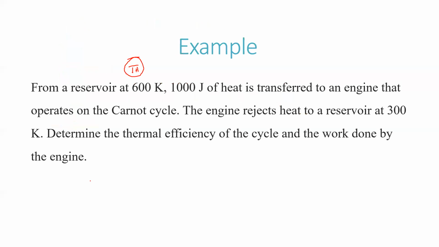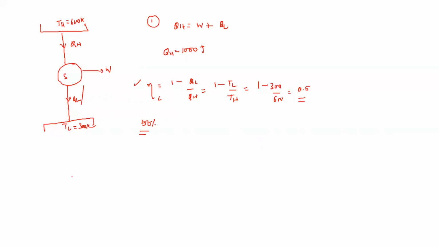Then the second thing they are asking is to determine the work done by the engine, and we'll also determine the heat that it rejects. We know that eta is equal to work done upon heat transfer. Eta we have calculated to be 0.5, so W is going to be 0.5 into QH. QH is 1000 joules, therefore work done is going to be 500 joules.